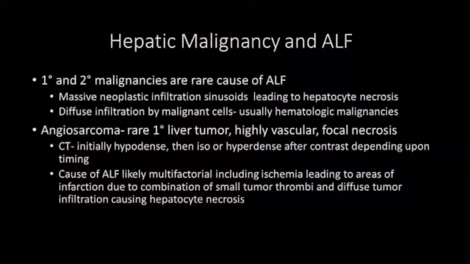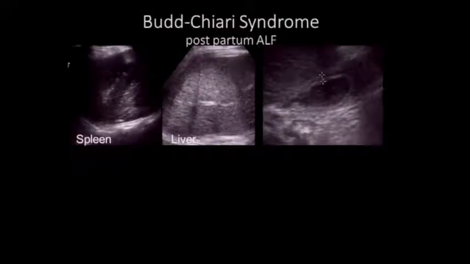As far as what kinds of malignancies cause it, they can be the hematologic malignancies that cause it by diffuse infiltration, such as lymphoma or leukemia, and they go on to cause massive hepatocyte necrosis. The one other tumor that causes it is an angiosarcoma, as in our case, which is a very rare primary liver tumor, which is highly vascular and just causes necrosis everywhere. So those calcifications were due to necrotic regions of the liver. It's probably a multifactorial cause of liver failure due both to the tumor and to the vascular necrosis.